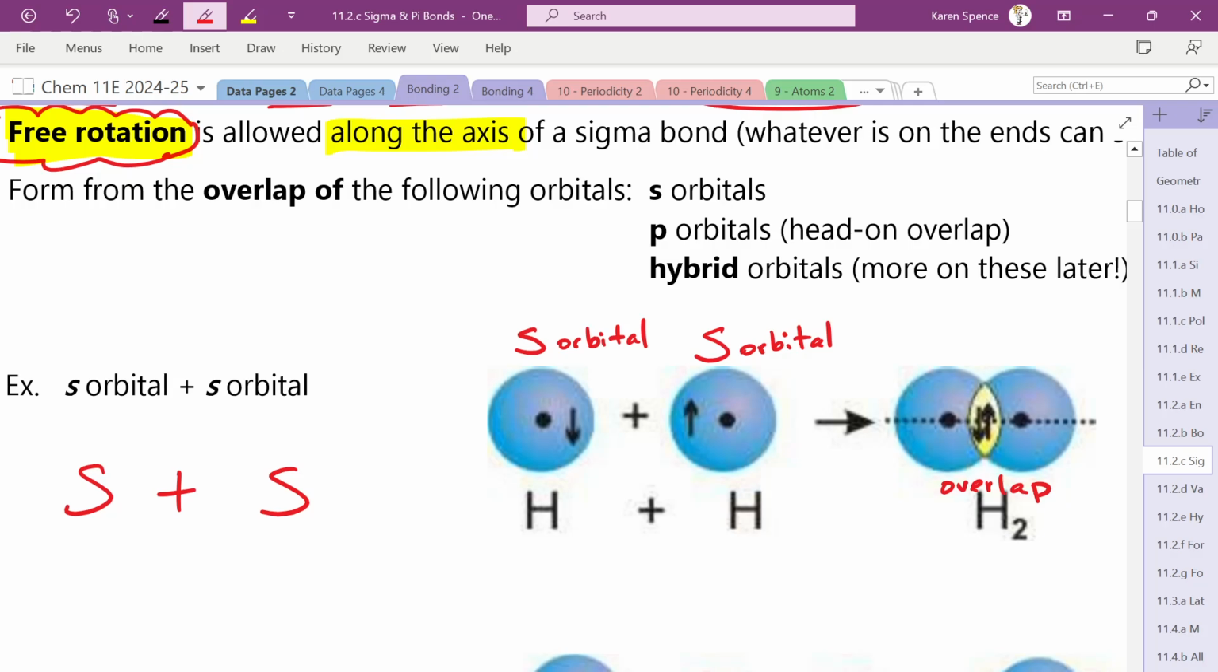And when they overlap, we call that a sigma bond. And where are the electrons? They're in between the two nuclei. Yes? Okay.